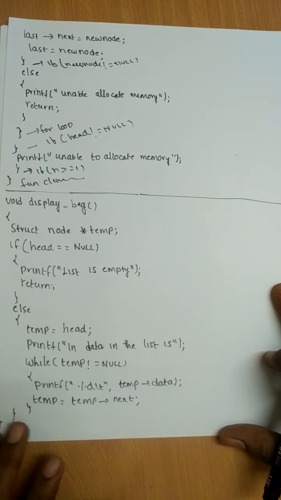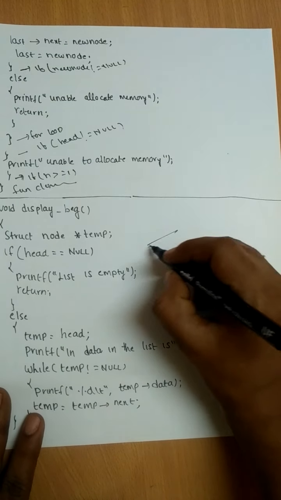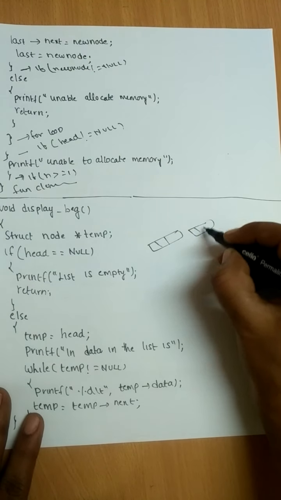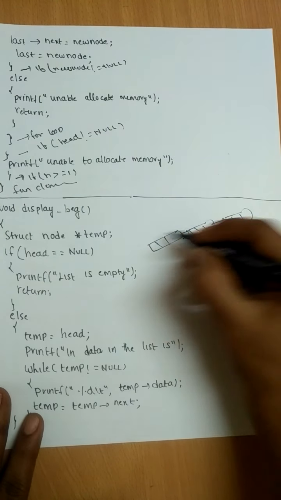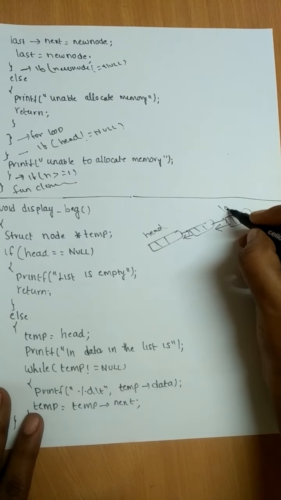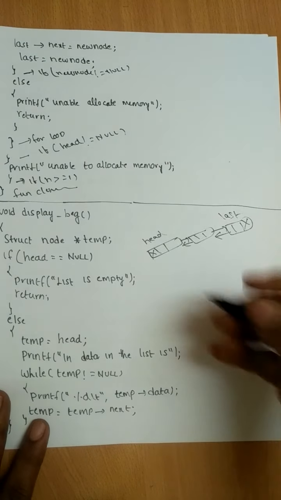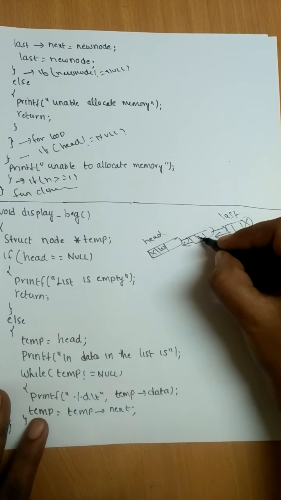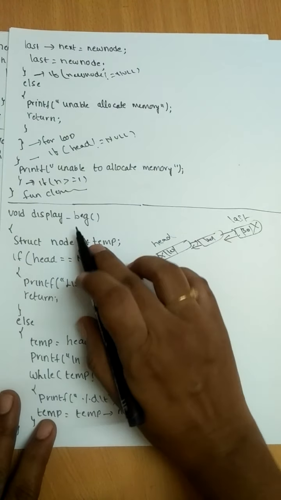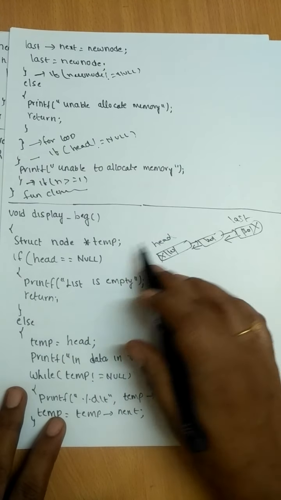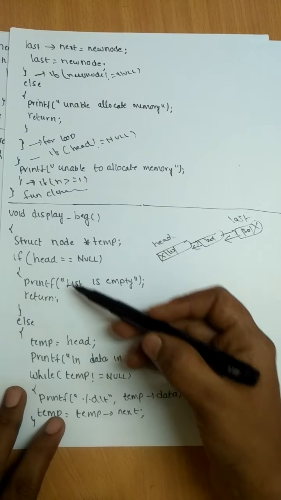Next function definition is display from the beginning. This is simple. So if we have a double linked list like this, this is the head and this is the last. Head previous and last next contain nulls and some data is there, 10, 20 and 30. What is the first step? Declare struct node star temp. So declare one temporary node temp and check if head is null.